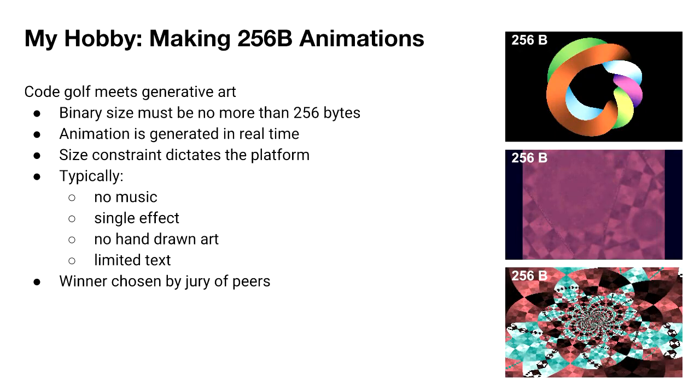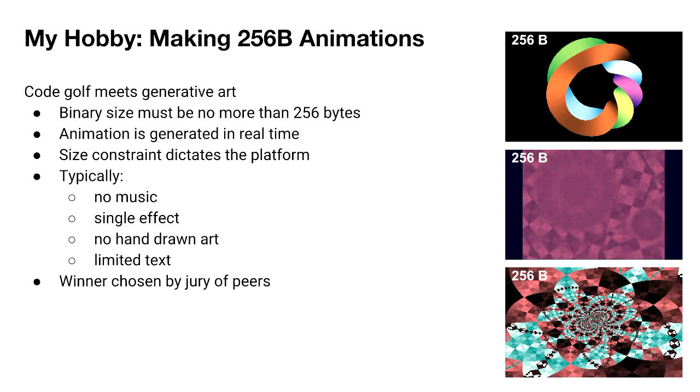All right, so this is my hobby. I make 256 byte animations. This is a type of code golf, but it's also a type of generative art. You have these tiny programs that produce real-time animations, and you can go to these contests, and people compete for who has the coolest animation. What's fun about this is that the size of the binary pretty much explicitly tells you what platform you're going to be on. Just like the previous program, your only choice for doing effective things is to do it as a DOS COM file. So that's one of the things we're going to be talking about today.